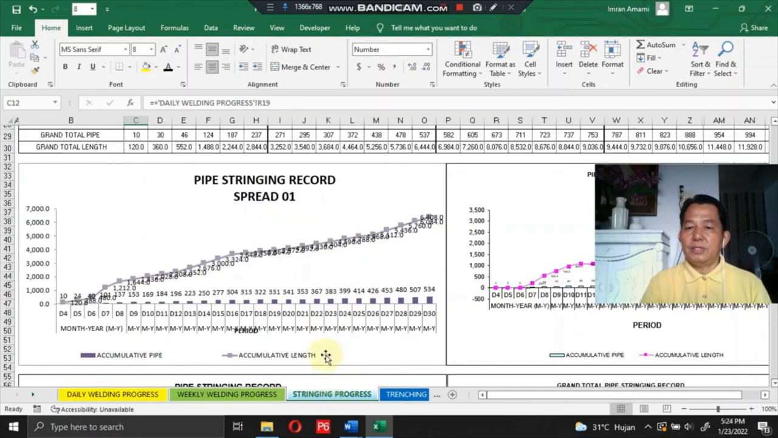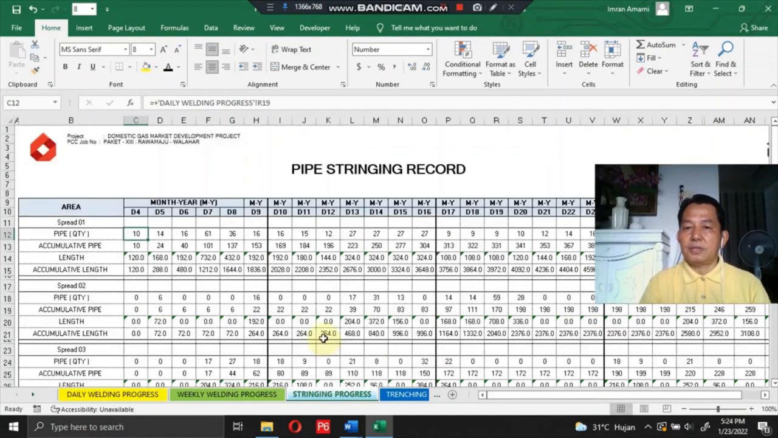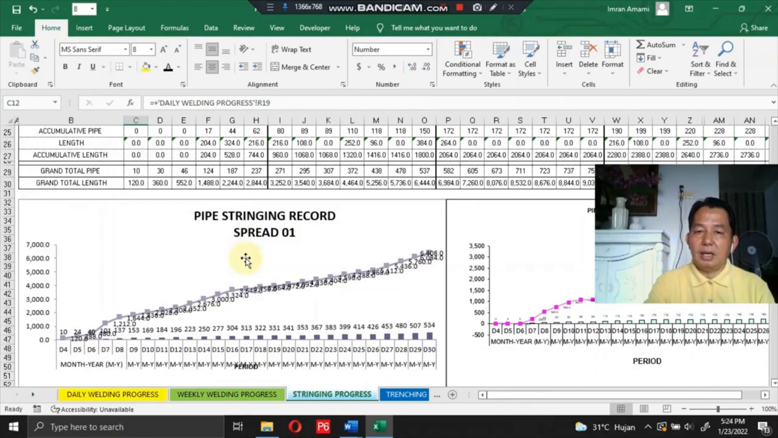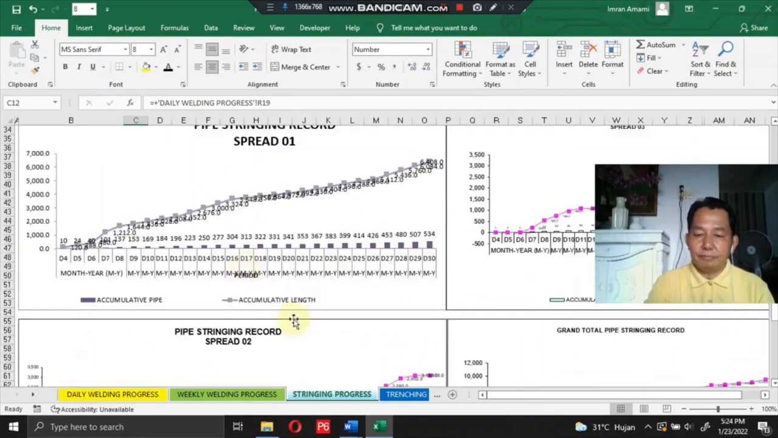Okay, for the other sheet, any pipe stringing record. Yes, pipe stringing record breakdown. Same as before, you should be careful to check the formula inside the cell. You see, like this. This is the number inside the cell taken from daily welding progress R910. This is the same also. This pipe stringing record is equipped with a curve.